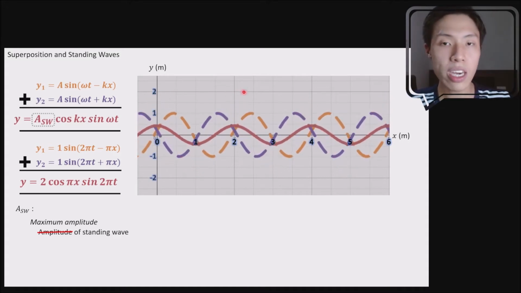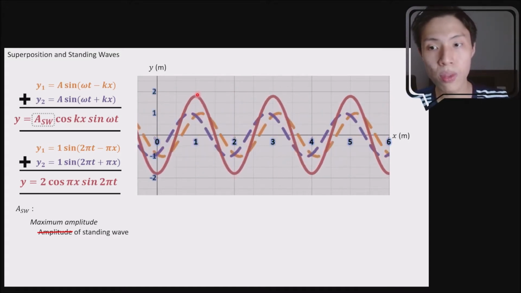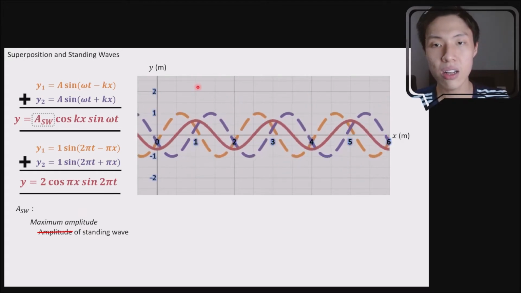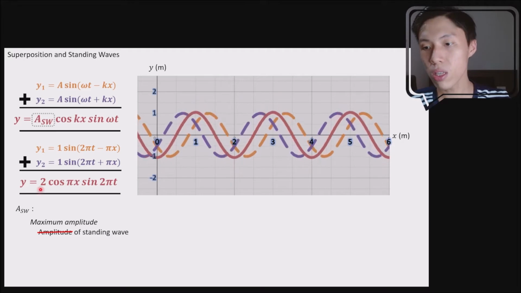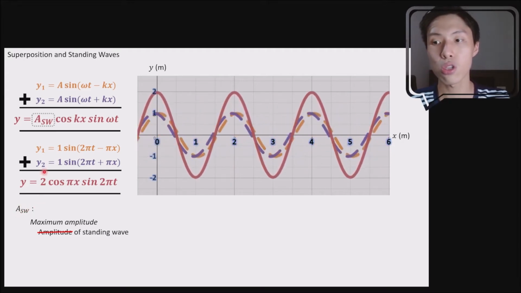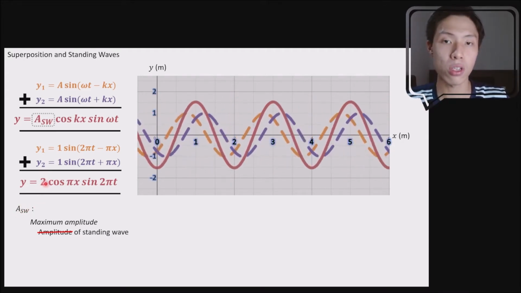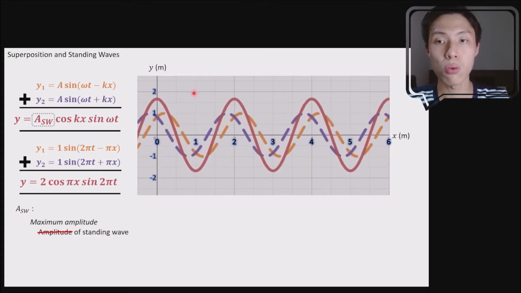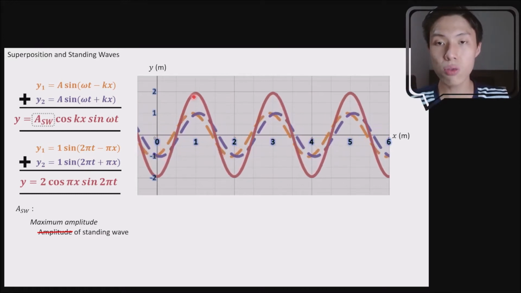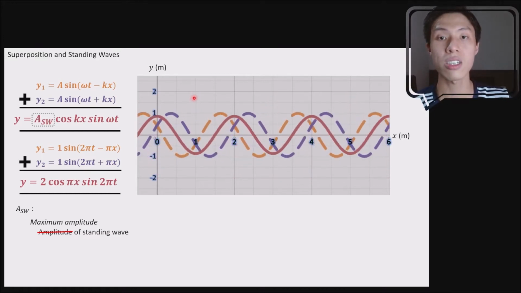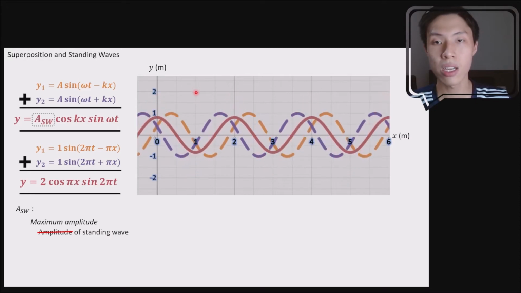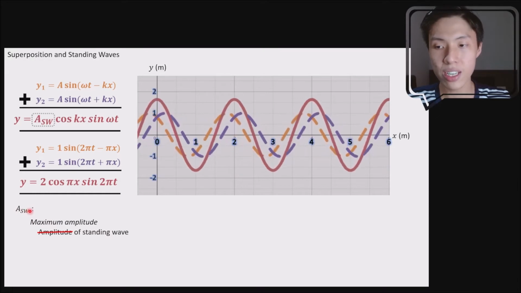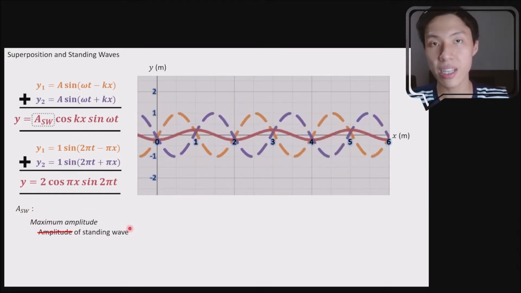So at different location, you can get different amplitude. But the maximum amplitude across the whole standing wave, in this case, is 2, and therefore A subscript standing wave here is 2. It's the maximum amplitude for this standing wave. Not all positions can obtain this maximum amplitude. And as you will learn in future videos, it's at the antinode that we see that the amplitude is maximum. So A subscript SW, A subscript standing wave, is the maximum amplitude of the standing wave.